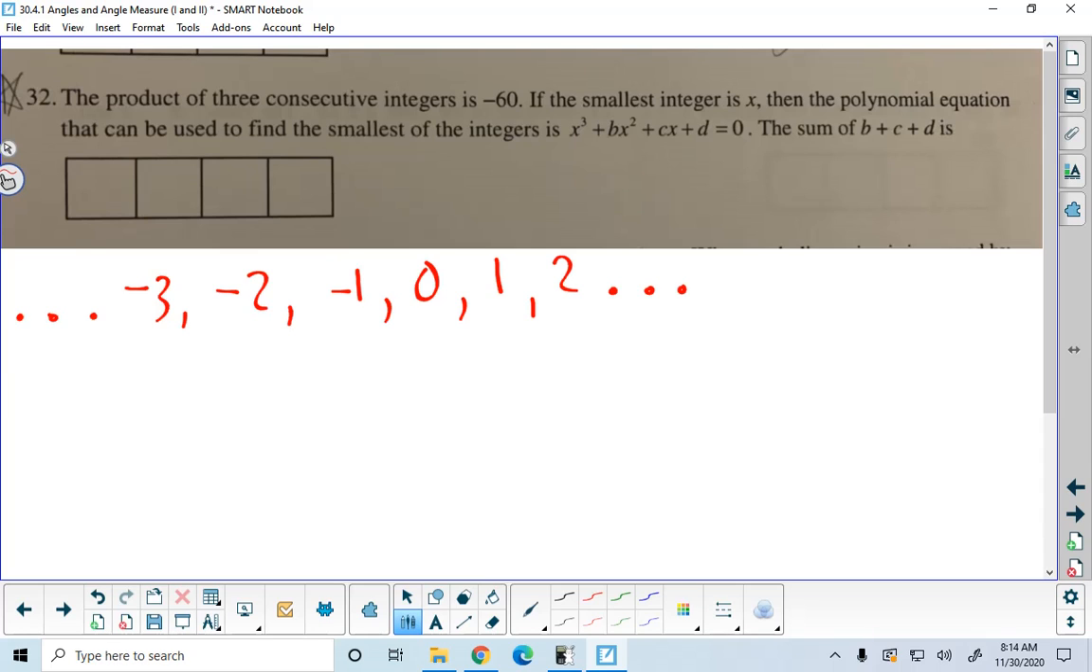And you're told that the smallest integer is x. Well, the next integer after x would have to be x plus 1. And you can look at my list above this to see why. Integers are always differing from each other by the number 1. If I add 1 to -3, that gives me -2. And if I add -2 plus 1, it will give me -1. And if I keep adding 1, I always move forward in the list.